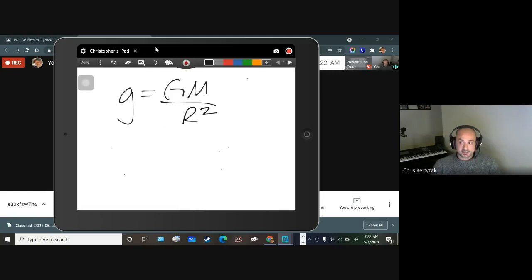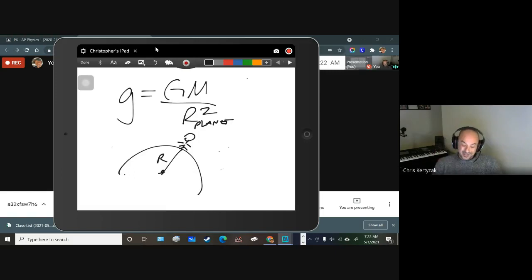So because it's versatile, you can use this formula to find g out in outer space, or you can use it to find g on the surface. Then just be aware that r is the distance from the center to you, and we would put the radius of the planet there.